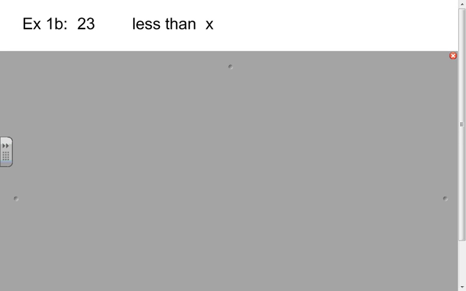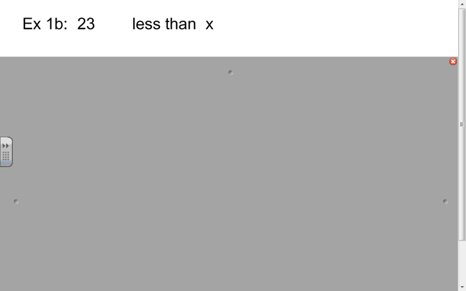Another example of that, example 1b. 23 less than x. That's in words, and I need to turn it into an expression. The number 23 just stays 23. X is my variable, so it stays x. Less than, what operation do you think less than is? Well, less than is subtraction. But there's kind of a tricky thing to this one.